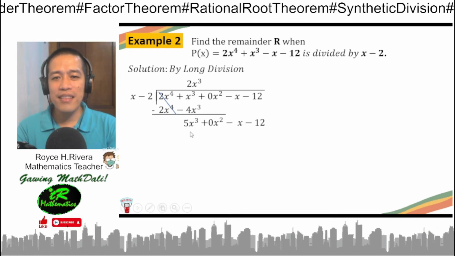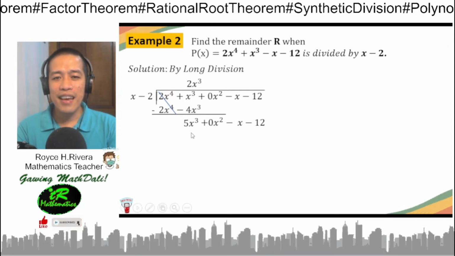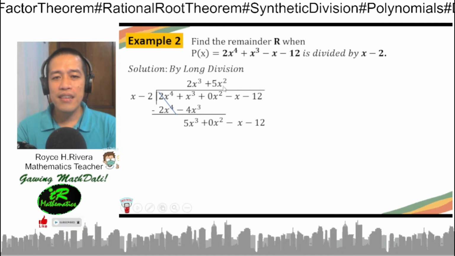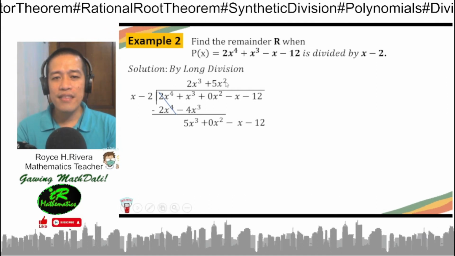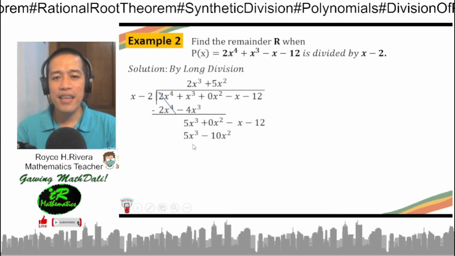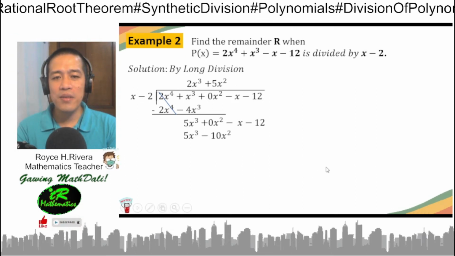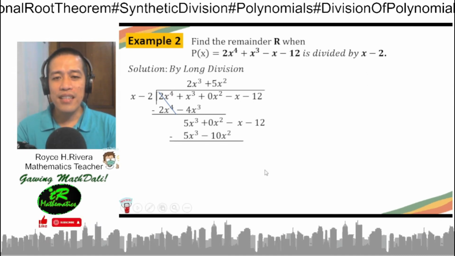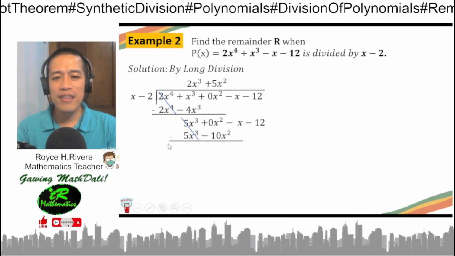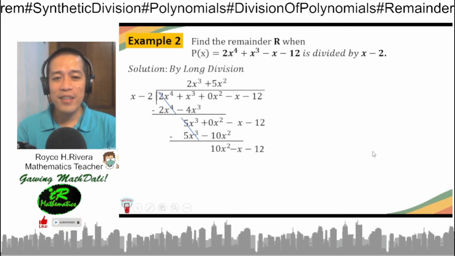We now have a new dividend. Its degree is the third degree, so we can still continue. Again, first term divided by first term, 5x cubed divided by x, we will have plus 5x squared. Then multiply the quotient by the divisor: 5x squared times x is 5x cubed, and 5x squared times negative 2 is negative 10x squared. We now get the difference. 5x raised to 3 will cancel out each other. The difference of 0x squared minus negative 10x squared is 10x squared. Bring down the next terms.